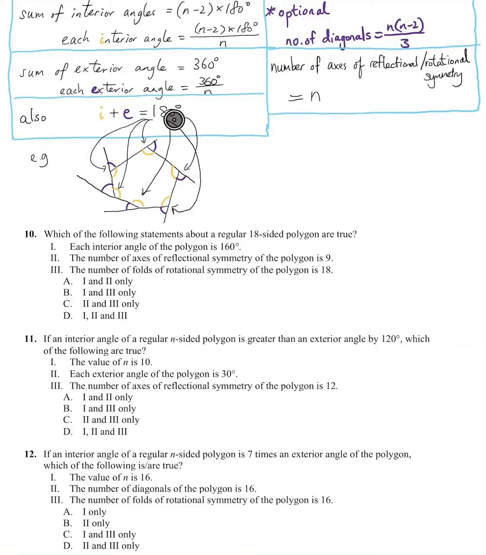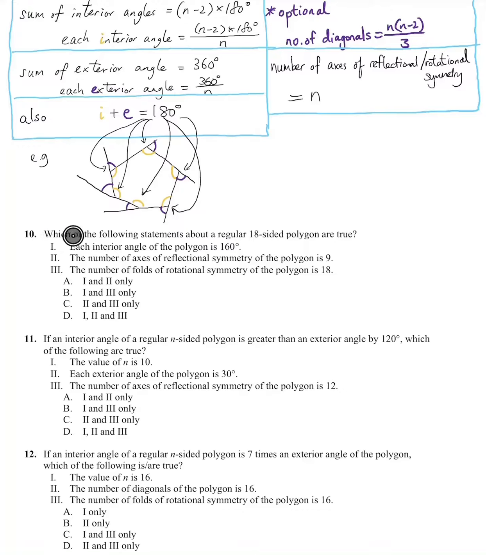And why I'm asking you to remember it is because then you can convert the interior angle to the exterior angle by just doing 180 minus the interior, and then use it in this formula rather than using the other formula. And then the last one is that the number of reflectional and rotational symmetry axes is always equal to the letter n. If it's a 6-sided polygon, it has 6 reflectional symmetry and 6 rotational symmetry, and so on. Now let's look at the first question.